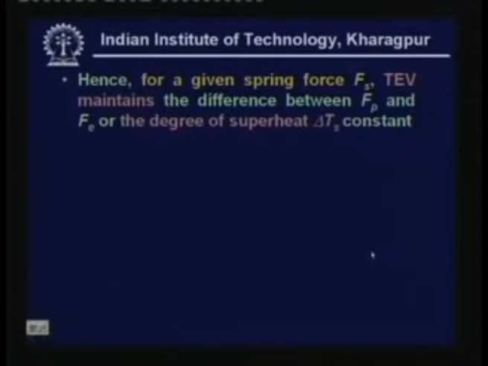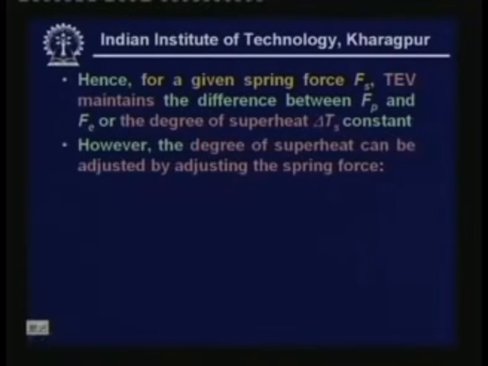So for a given spring force Fs, the thermostatic expansion valve maintains the difference between Fp and Fe, or the degree of superheat delta Ts, constant always. However, the degree of superheat can be adjusted by adjusting the spring force. And we have seen that the delta Ts, that is the degree of superheat, is proportional to spring force Fs, which is equal to Fp minus Fe. So if you increase the spring force, the degree of superheat increases. If you reduce the spring force, the degree of superheat reduces.